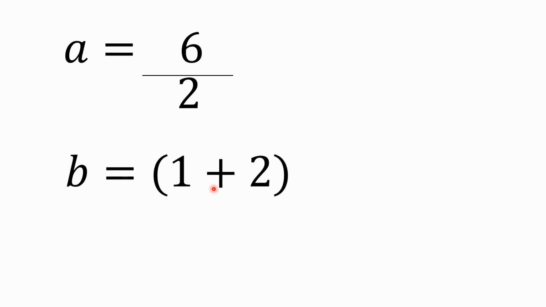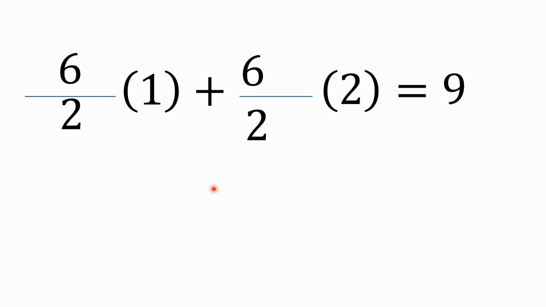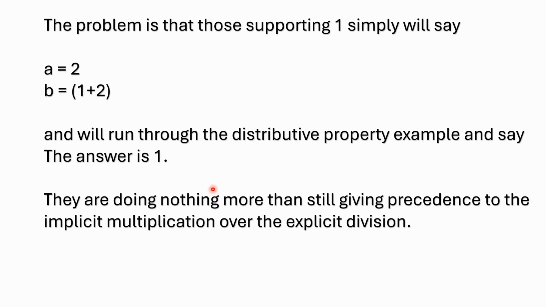Now, of course, that all is dependent on saying that using the distributive property, your coefficient is the 6 divided by 2. But the people who believe in implicit multiplication, they'll simply tell you that the coefficient is 2, not the 6 divided by 2. So again, it's a circular argument. It keeps coming back to whether you believe implicit multiplication has precedence or not. You can argue this distributive property either way.